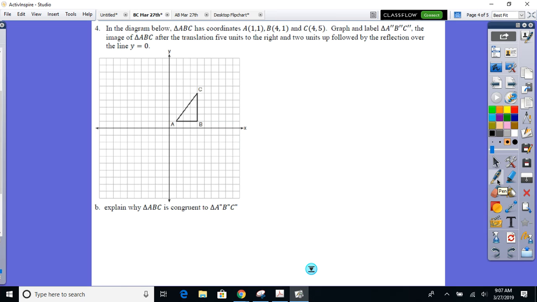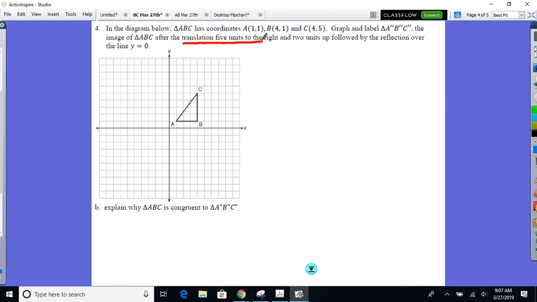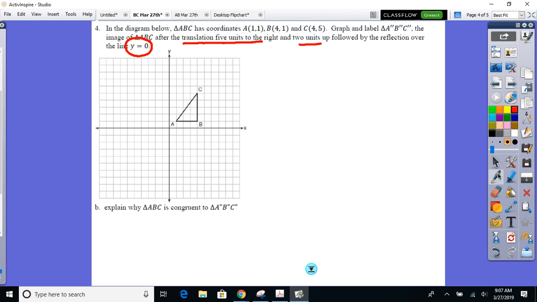Okay. They give us the triangle. All right, we got to actually do the graphing ourselves. So we're going to translate first 5 units to the right and 2 units up, followed by a reflection over the line. Whoa, we have never seen that before. Reflected over y equals 0.